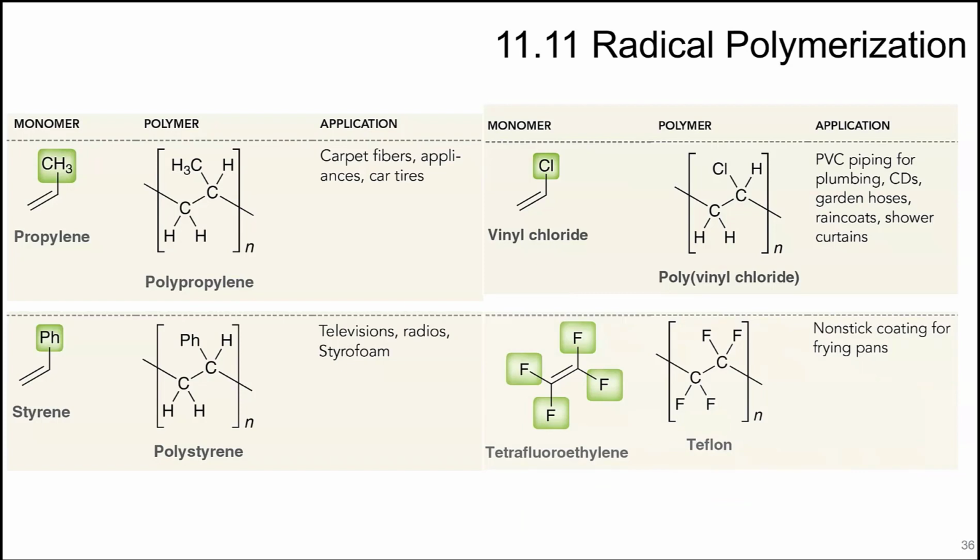There's different, more popular varieties of polymers. This one comes from propylene. To make polypropylene, this you might see in carpet fibers, in different appliances or car tires. Styrene makes polystyrene, which you might have included in televisions, radios, or styrofoam. Vinyl chloride, or PVC, is used in piping for plumbing. It has been used for CDs, if you remember what a CD is. Garden hoses, raincoats, shower curtains. PVC has a lot of different applications. And tetrafluoroethylene is in Teflon, which is used for nonstick coating for frying pans.